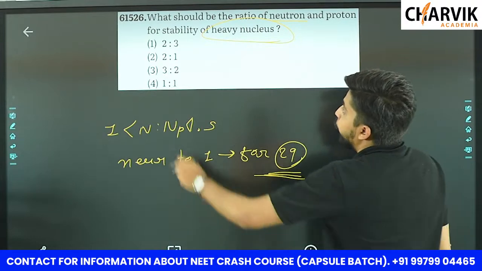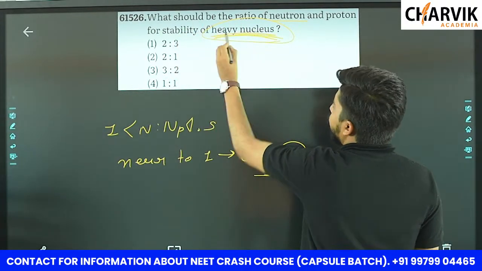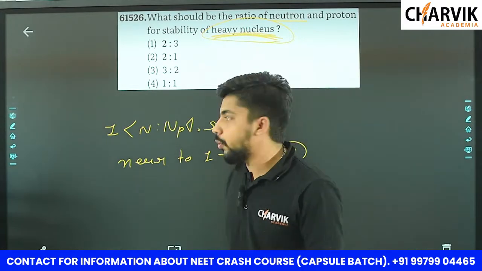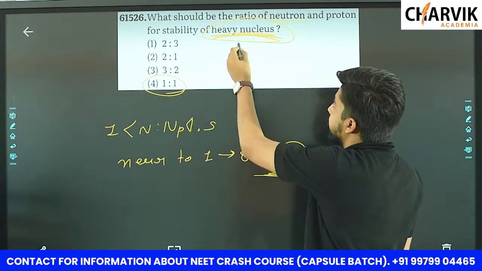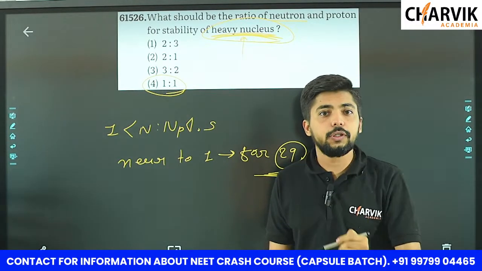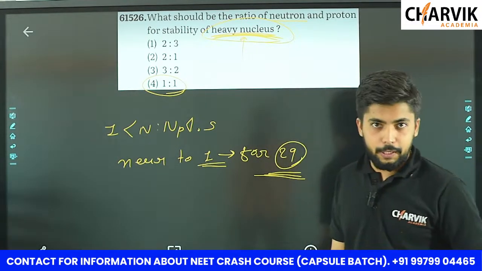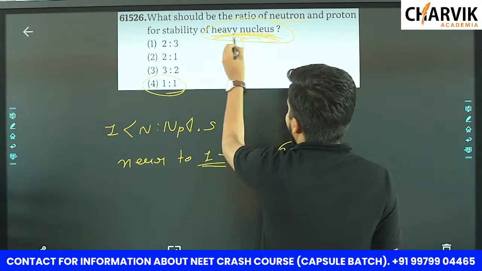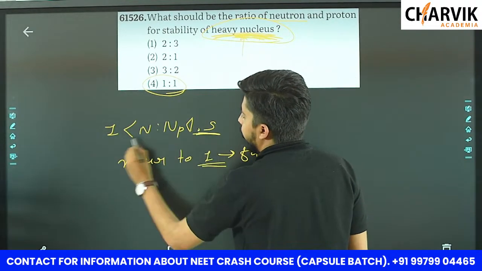So now they are asking us for the heavy nucleus. You cannot say that for the heavy nucleus the ratio will be 1:1, because as your nucleus is heavy, this ratio will not be near to 1. Even for the first 29 elements it is near to 1, after that it won't be. So now, if you want stability, you can say the ratio should be between 1 and 1.5.